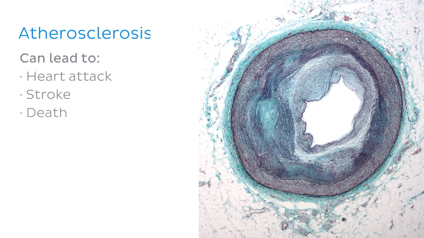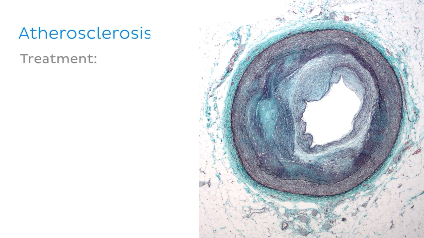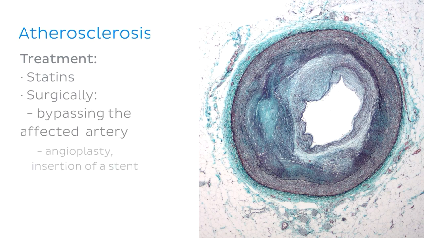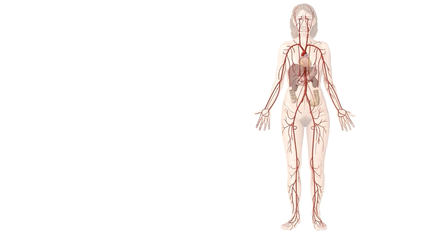Treatment of atherosclerosis can be managed by the use of medications called statins, or surgically, bypassing the affected artery, or by balloon angioplasty with a possible insertion of a stent to open the narrowed artery. And that's all we're going to talk about with regards to the clinical pathologies of the arteries of the body. And now we're just going to briefly recap all the structures that we looked at during this tutorial.